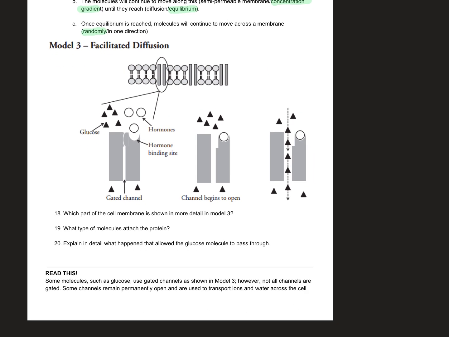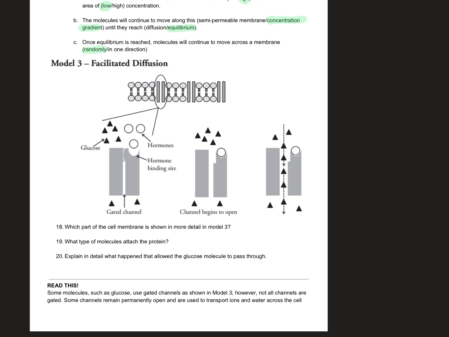Facilitated diffusion. Now, facilitated what? Diffusion. What is diffusion? Movement from high to low with no extra energy. Yeah, no energy is needed. It's a tricky question because some energy is needed. That's why you have kinetic energy, but no extra energy. Facilitated just means help. With help.